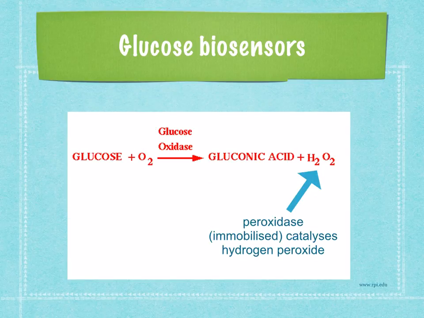Another way to detect the glucose level is to use peroxidase to catalyze hydrogen peroxide. The peroxidase enzymes are immobilized. The hydrogen peroxide will then oxidize another chemical and induce an electrical signal.